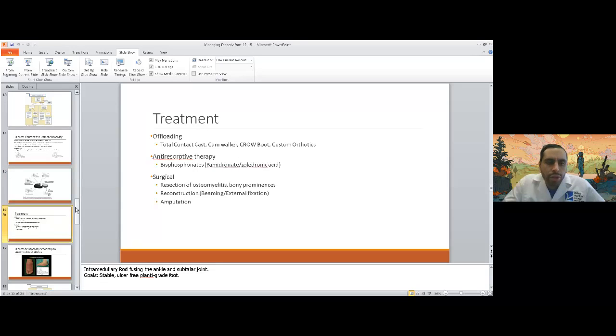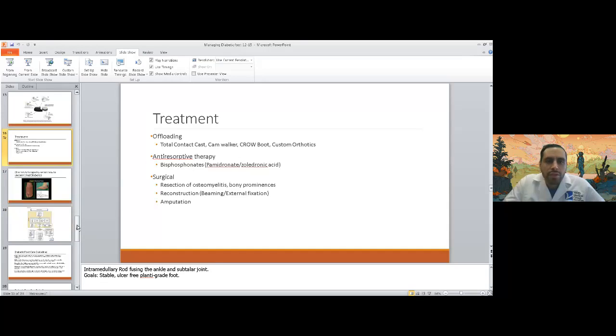So how do we treat Charcot? Treatment consists of offloading. A total contact cast is basically the gold standard in treating a patient with Charcot. A CAM walker boot or a Crow boot are devices that limit too much movement of the ankle and the foot and help increase the surface area so you're not constantly putting pressure in the same area where the ulcer is.